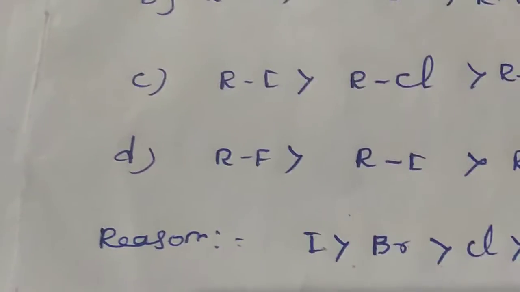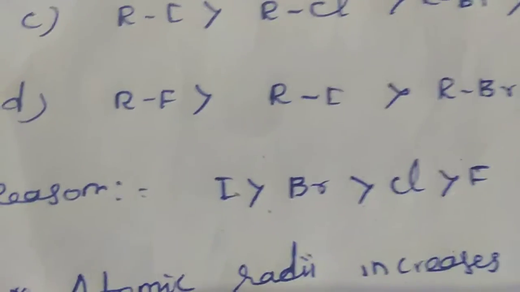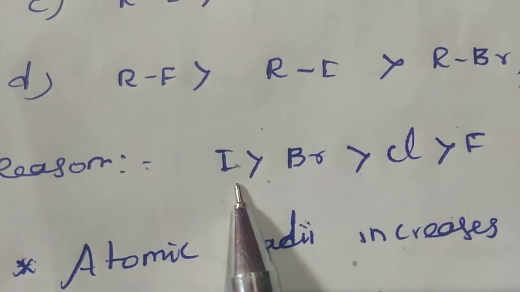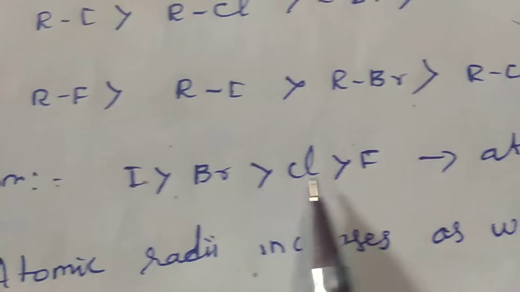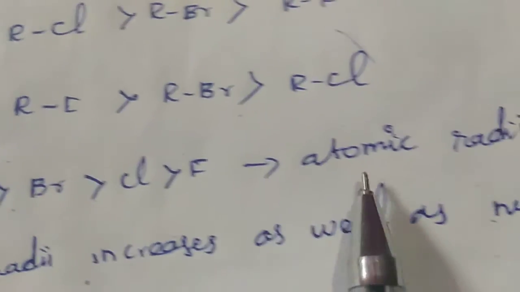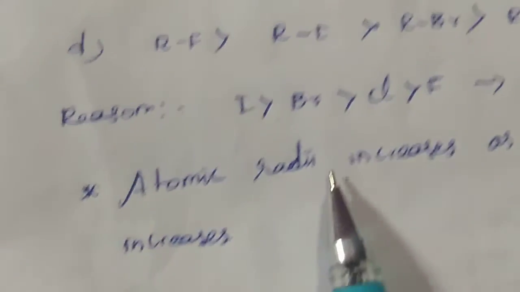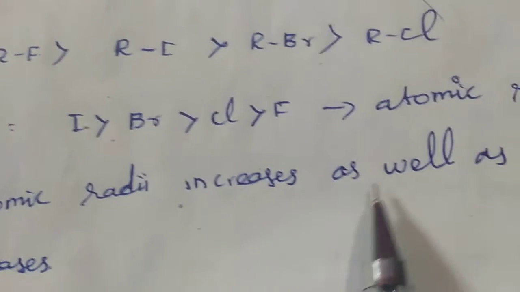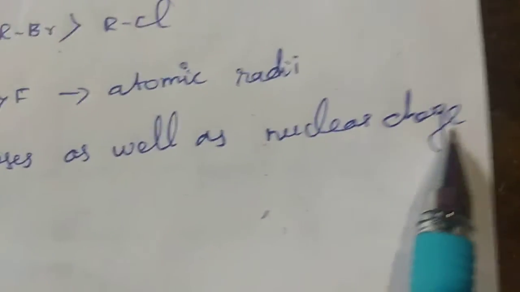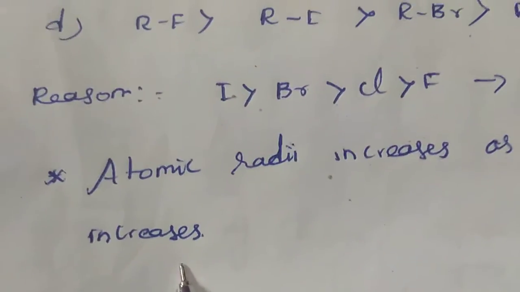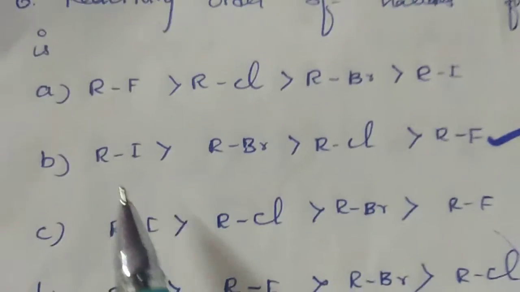The reason is: iodine, bromine, chlorine, fluorine. Atomic radii increase as nuclear charge increases. The answer is B.